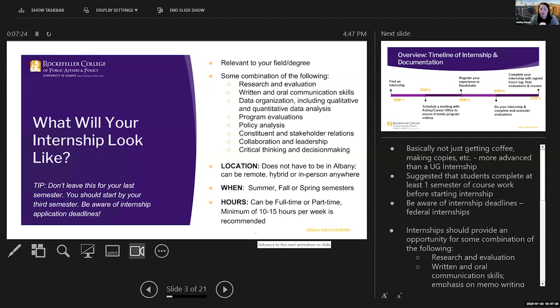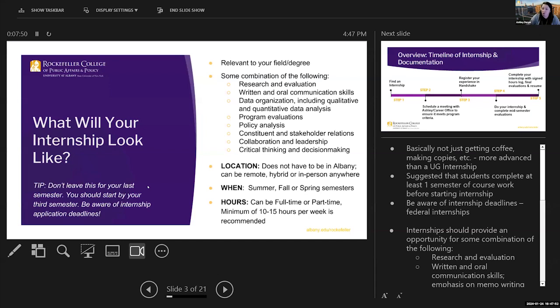We do ask that students track your internship hours each semester, and we'll get into that. As you can see here, a tip is do not leave this for your last semester, right? That can be a little stressful. We have had students who have done it in their final semester and it's been okay. But if you have the capacity to be more proactive and do it sooner, it does two things.